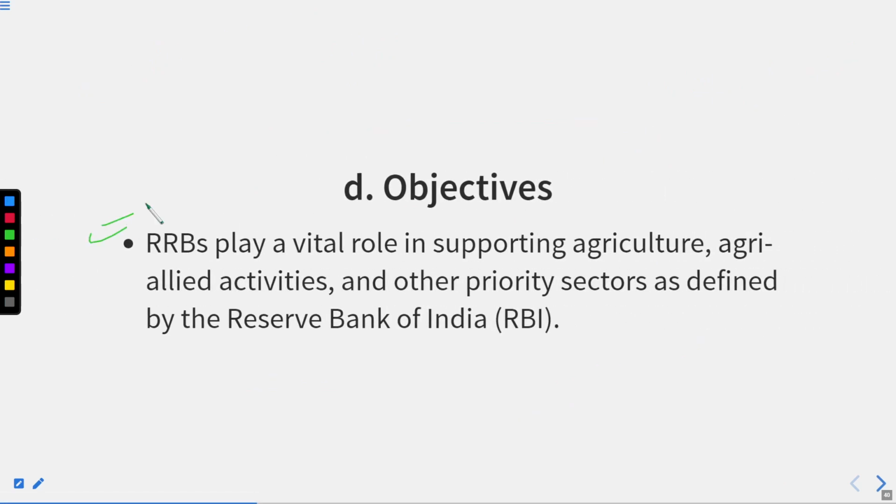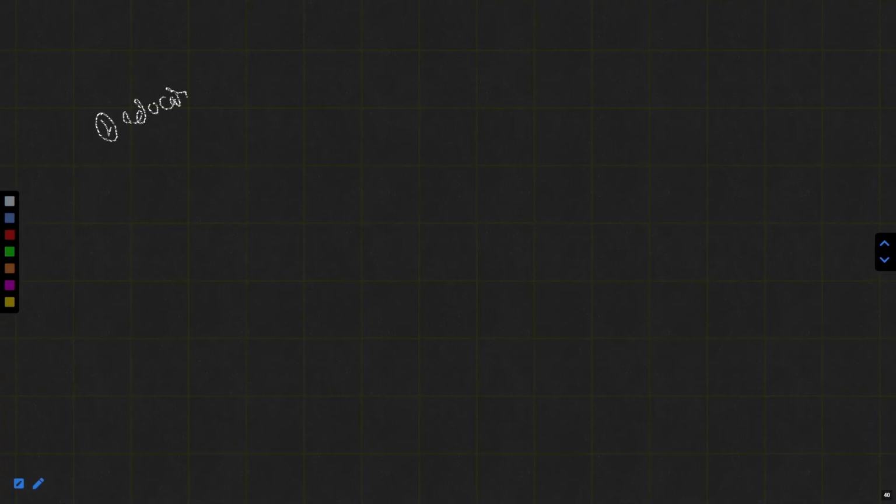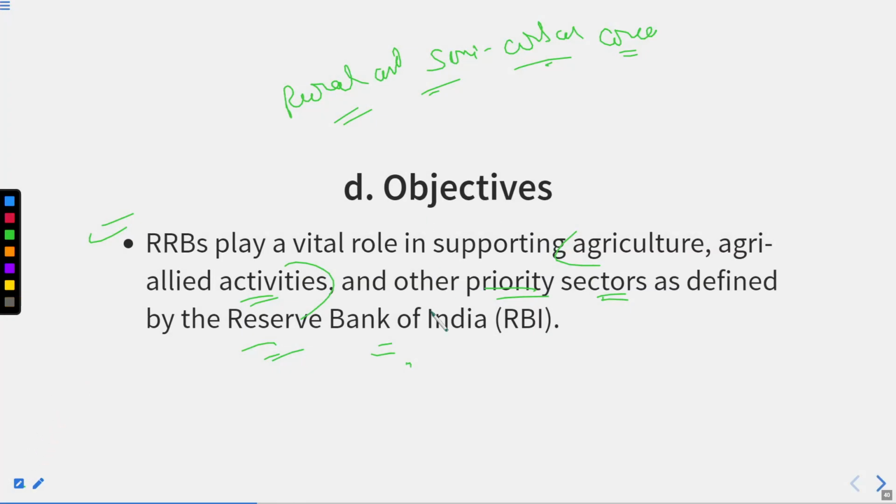Okay. RRBs play a vital role in supporting agriculture, agri-allied activities and other priority sectors as defined by the RBI. It means that they are not limited to agriculture and agri-allied activities of the rural and semi-urban areas, but they are also allowed or required to grant loans for other priority sector lending within their areas. Like if someone wants to take a loan for education, a loan for infrastructure, a loan for clean energy, etc., then he or she could get the help of the regional rural banks.